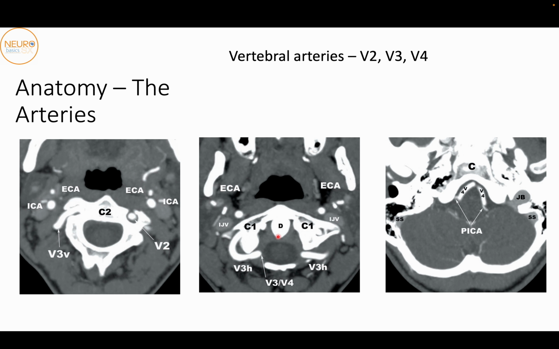This, on the other hand, is a slightly higher cut where you can see the atlas now. So this is the part which is getting out of the C1 transverse foramen and wrapping itself around the C1 lateral mass, running behind the C1 lateral mass. So this is the horizontal part of the V3 vertebral artery segment. The point where it will pierce the dura will become the V4 segment. Right, and this is a higher up cut where you can see the V4 segments and they will join together to form the basilar artery. And here, as you can see, intradurally it is giving rise to PICA on both sides.